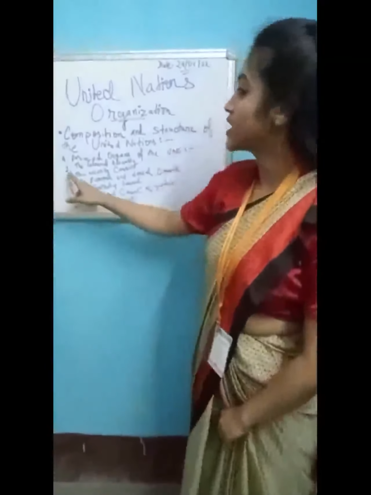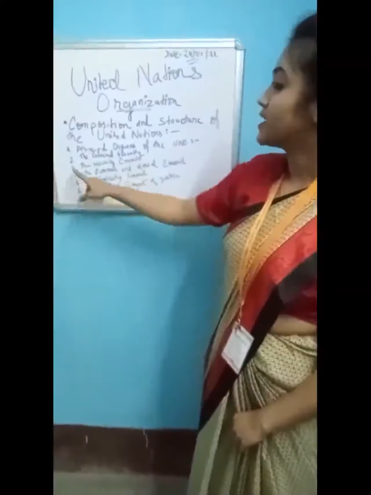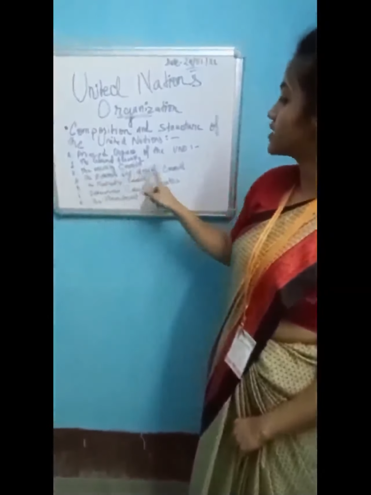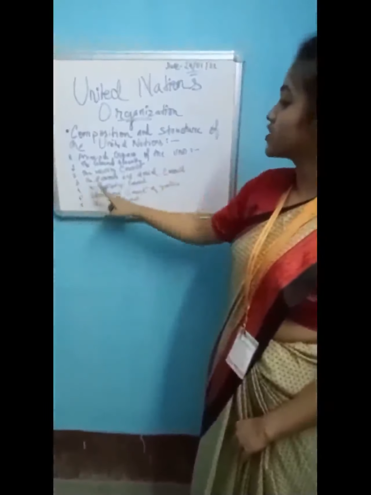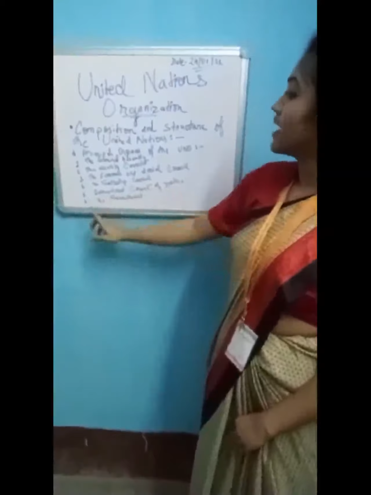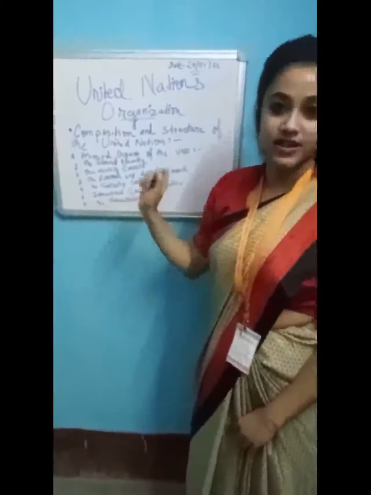That is, first one is the General Assembly. The second is the Security Council. The third one is the Economic and Social Council. Fourth one is Trusteeship Council. Fifth one is International Court of Justice. And the sixth one is the Secretariat.